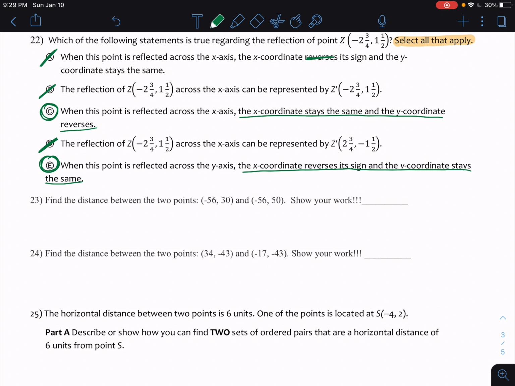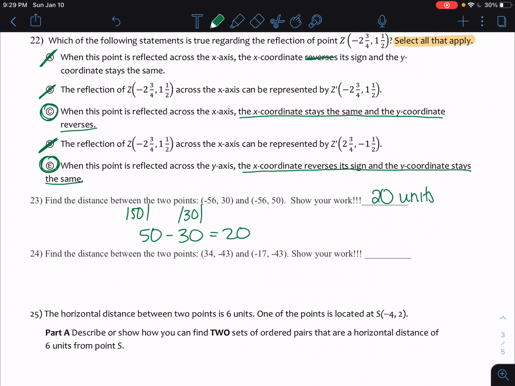For number 23, it says find the distance between the 2 points, -56, 30 and -56, 50. On this one, they are on the same side of the y-axis, so I'm actually going to subtract the two values. When we talked about this section, we found the absolute value of each y coordinate. Remember that the absolute value of a positive is a positive. So I'm just going to have 50 minus 30. It's going to be 20. So 20 units.